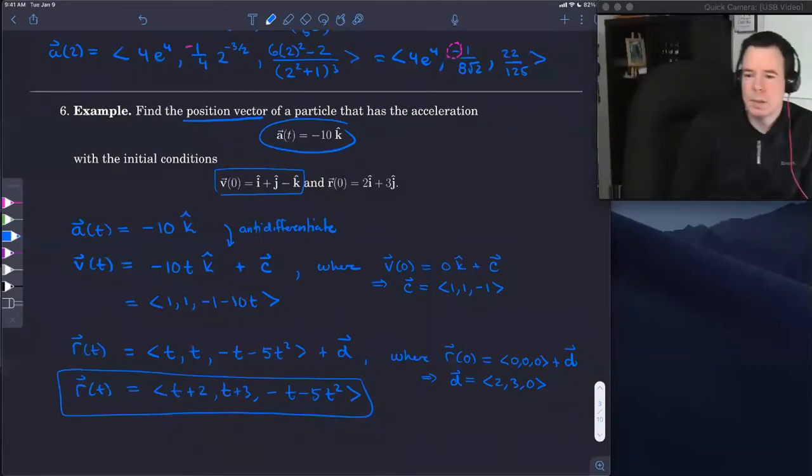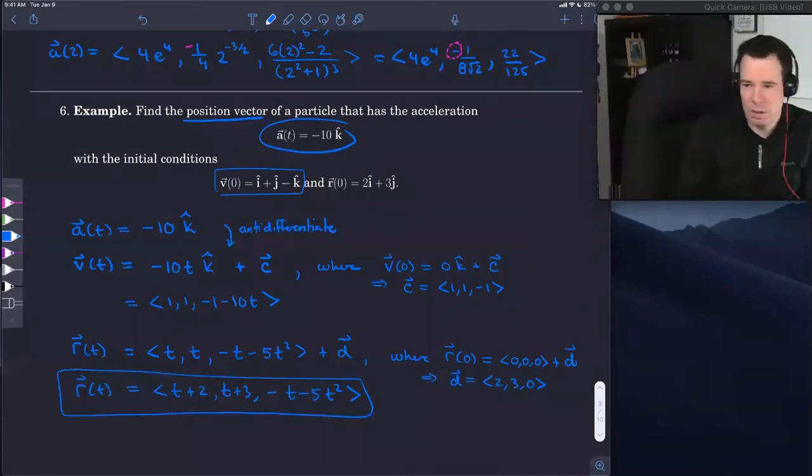So there was nothing new here in the sense of the mathematics we're doing. We are anti-differentiating. We are finding the values of the constants of integration by using the initial conditions. So all things that we've done before in previous calculus classes. We're just noticing that we can do them on all the components all at once, and we can solve these problems in physics related to constant acceleration.